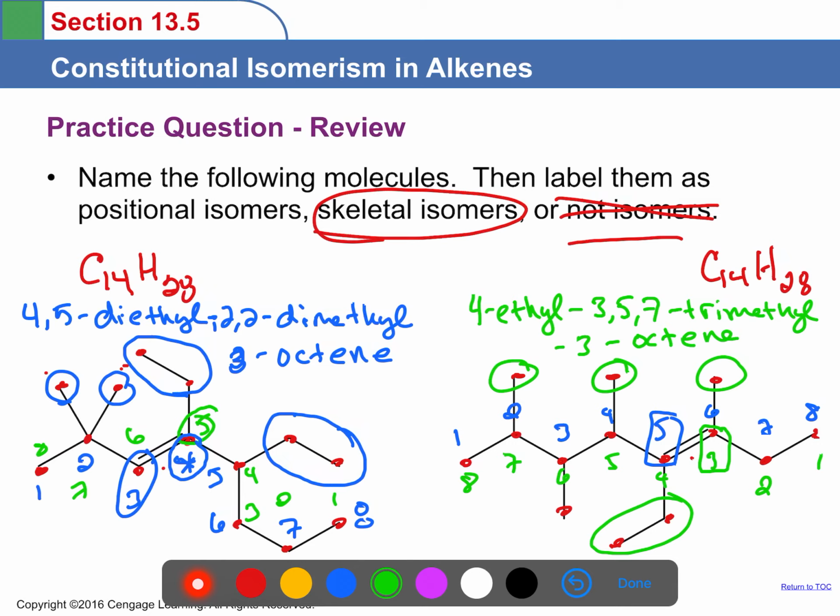If I look at the names and compare them, they're both 3-octenes. So the double bond appears to not be moving. What is moving are the substituent groups. I'm going from 1 ethyl group to 2 ethyl groups and a number of other changes. So carbons are moving around. It is in fact a skeletal isomer.